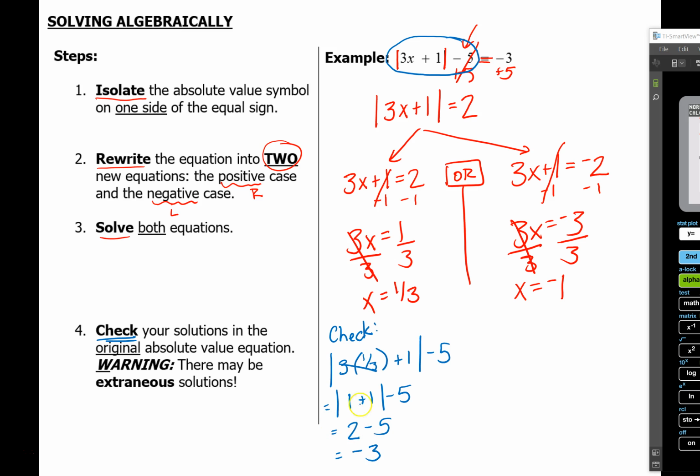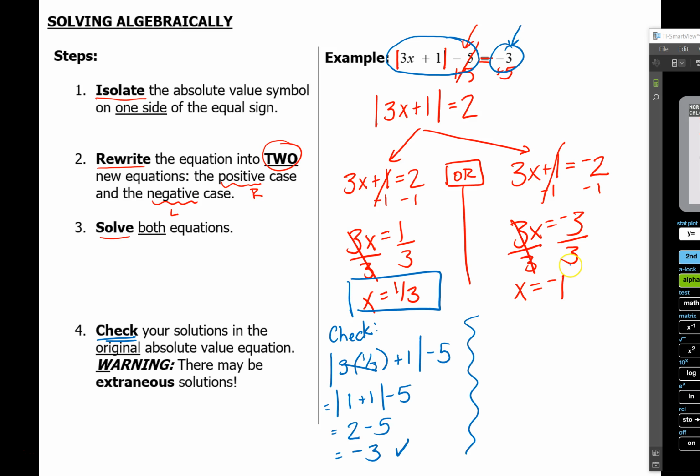So that means that when I plugged in 1/3, I got -3 as my answer. And look, on the right-hand side, it says it ought to equal -3. So this one checks, and that is a solution to my equation. I can draw that final box around that now. Let's check the other one now.